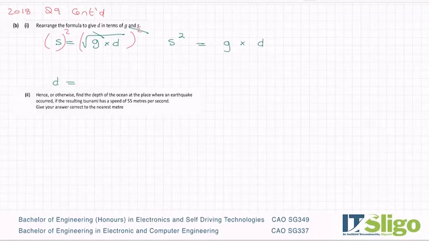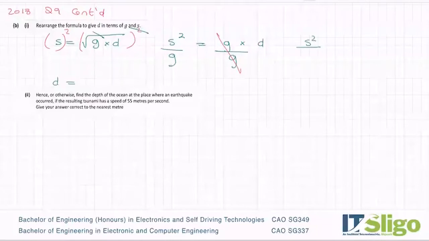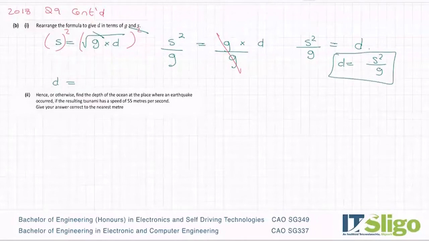Then to get D on its own, it's not too bad. G and D are multiplied by each other, so if you divide by what you don't want, it's going to cancel. What I do to one side, I must do to the other. So you end up with S squared over G being equal to D, your depth. Or of course you can write it the other way, it doesn't matter. Formula manipulation, again an important little skill. There were 5 marks for that.